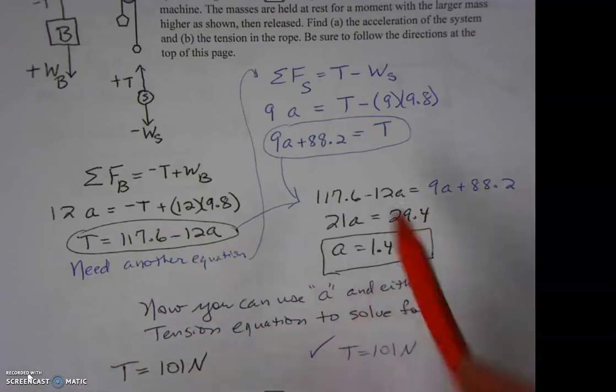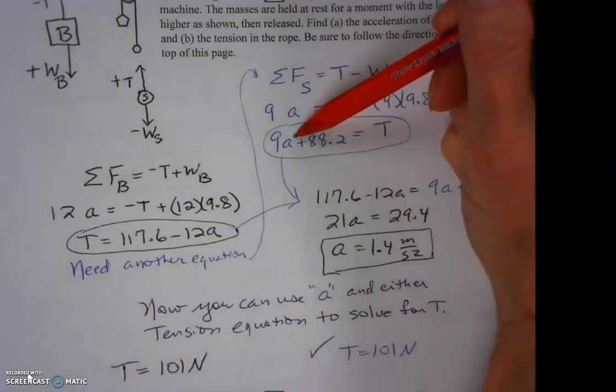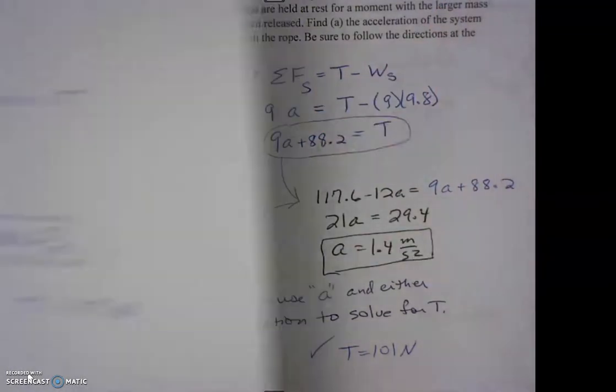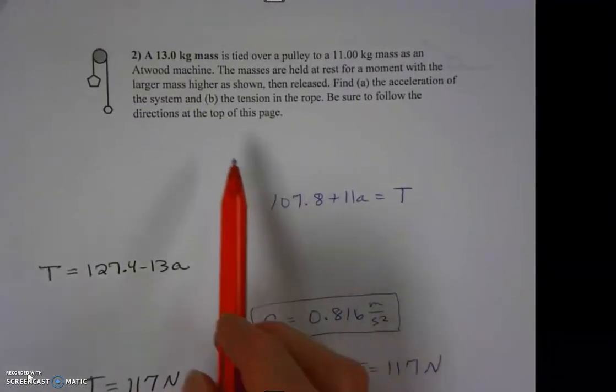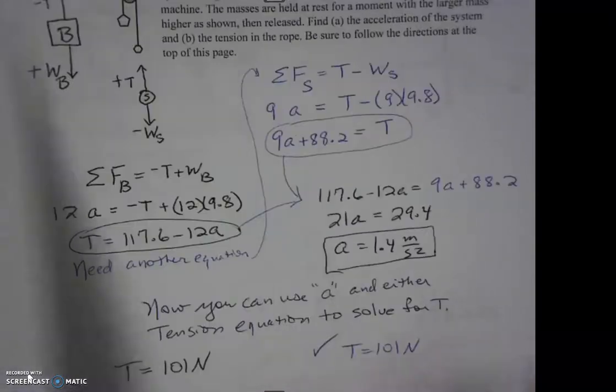Or I take the 1.4 and I substitute it right there and I solve, and I should get the same answer, and I do. It's 101 newtons on that one. On another version, it was 117 newtons. That's the one with the 13 and 11 kilogram masses.